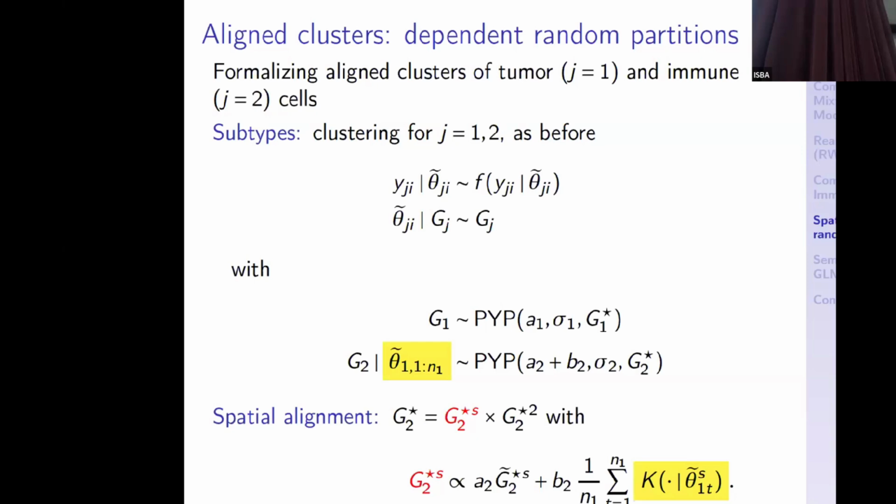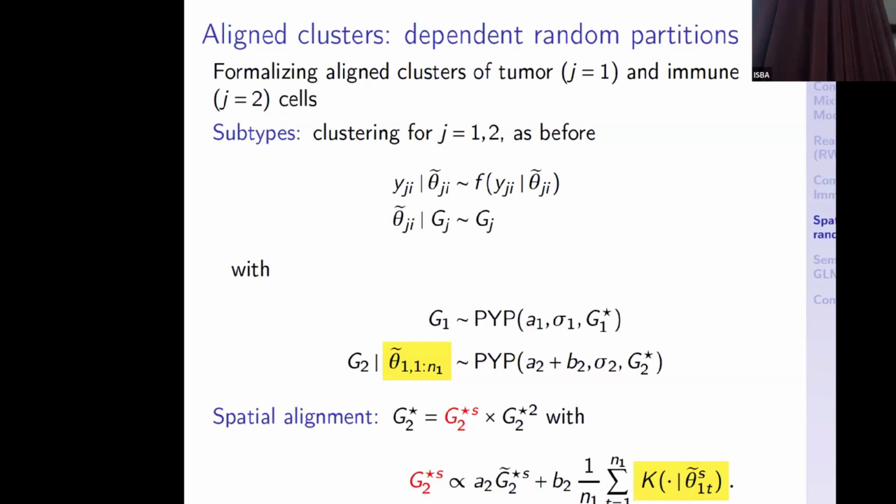The first two lines are again just back to slide number 2 or 3 when I talked about the notation for the mixture model. The first two lines are just setting up the mixture model for the two kinds of cells, for tumor and immune cells. And the next two lines are the prior on the mixing measures. We have a prior on the mixing measure G1 for the tumor cells, and we have a prior on the mixing measure G2 for the immune cells. And that's where the magic happens.